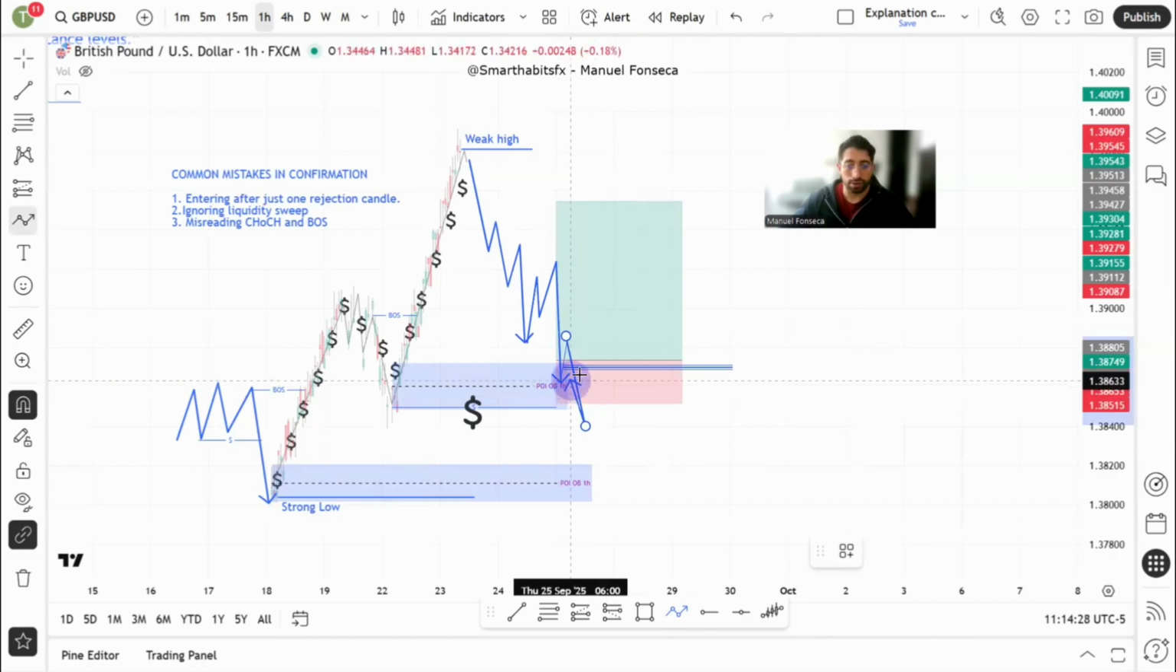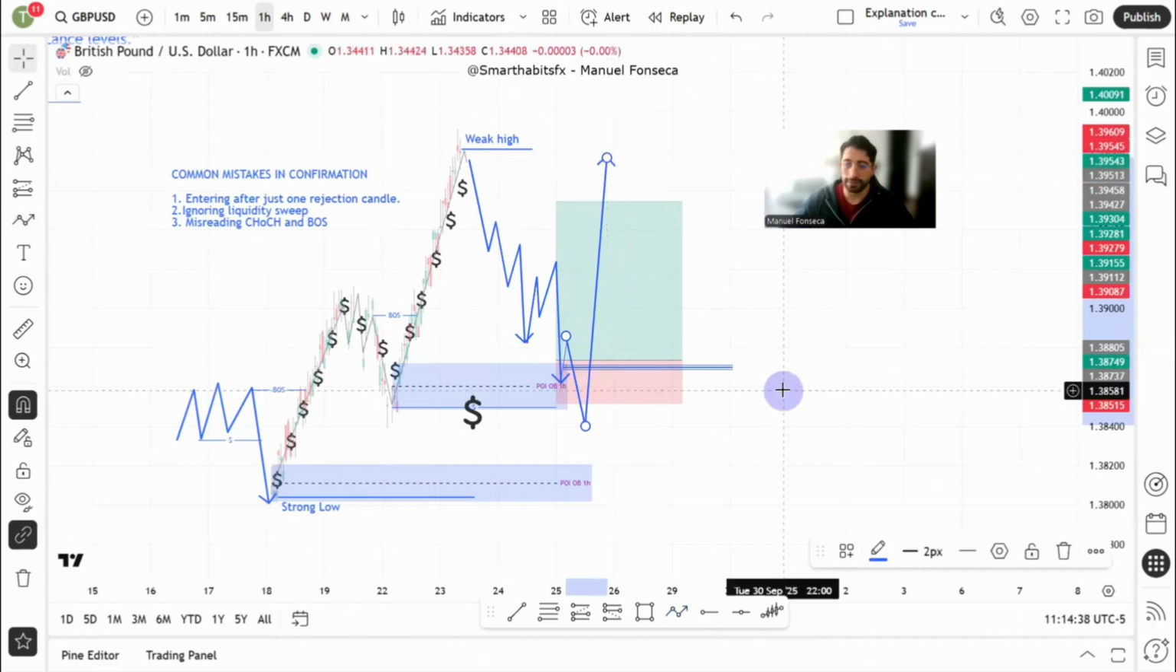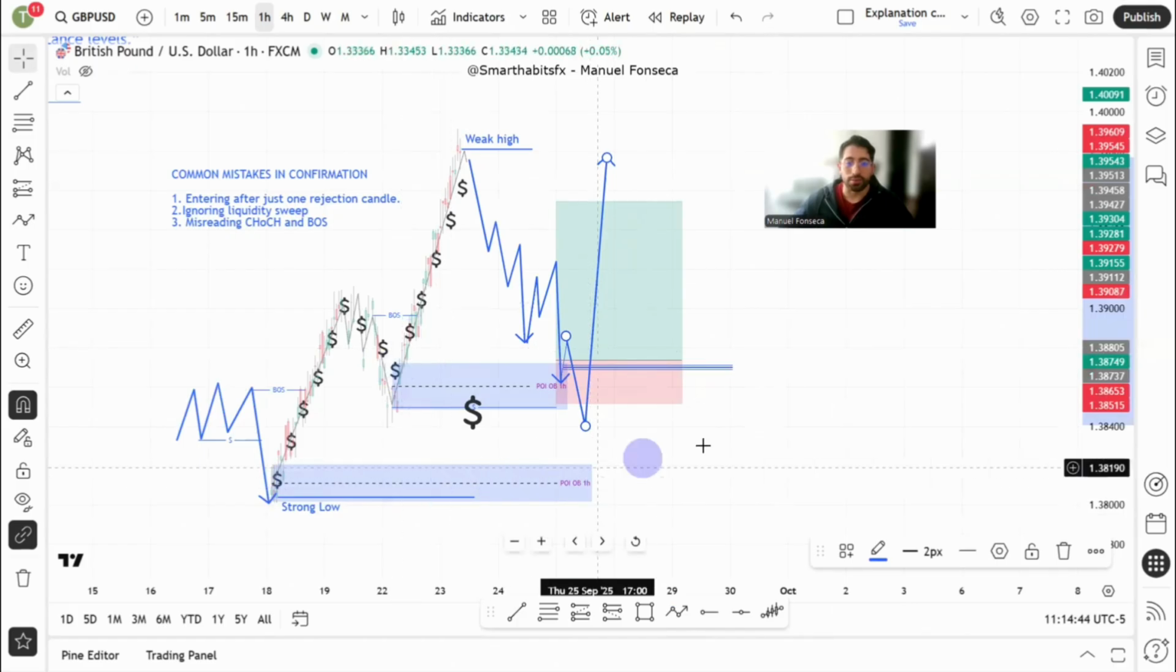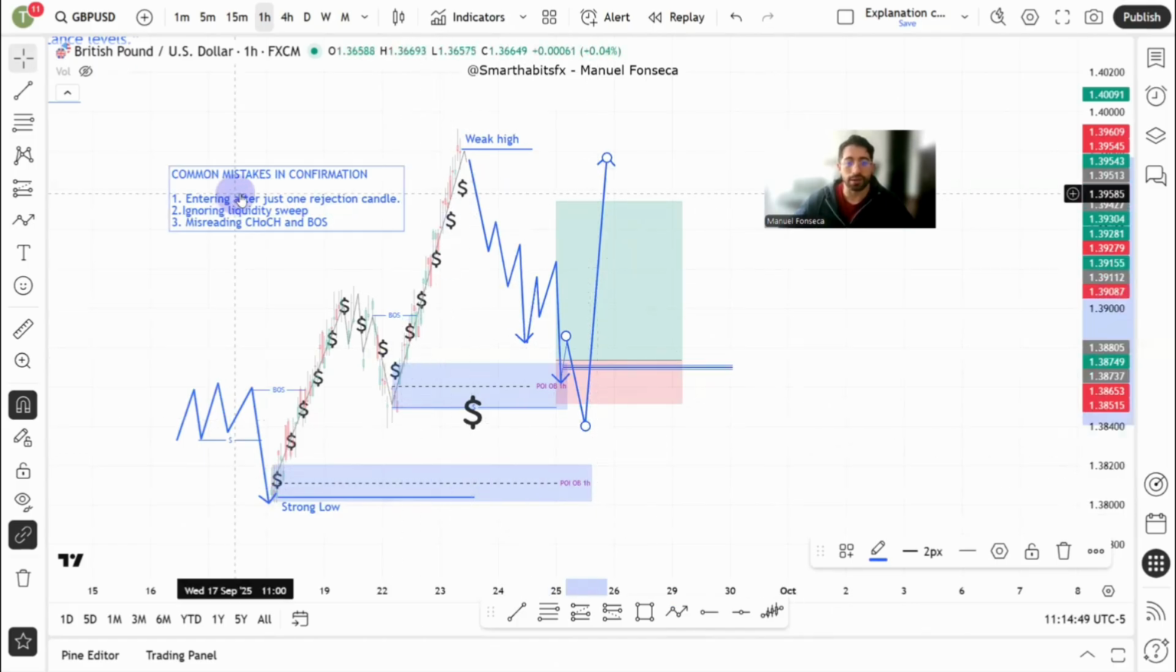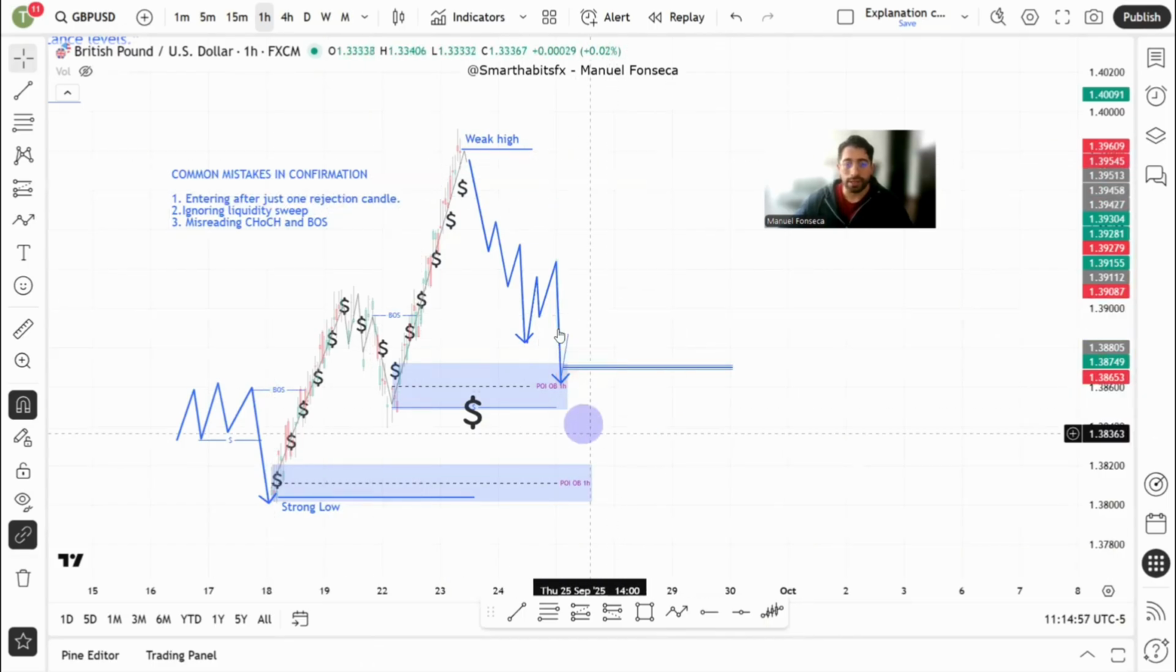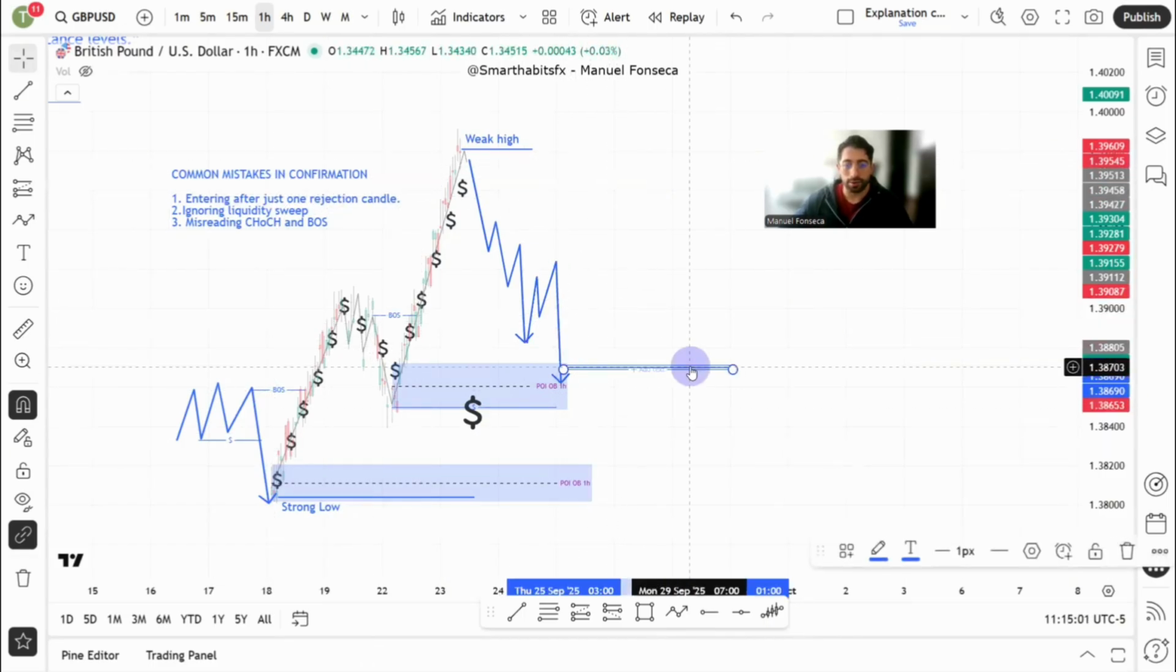You put an order here, then the price takes your stop loss, and then the price, with a huge candle or a really aggressive movement, goes in the direction you were expecting. Why did that happen? Because there is more information that probably you didn't see. Okay, so this is mistake number one, entering after just one reaction. Okay, perfect. What is another mistake that we will find here?